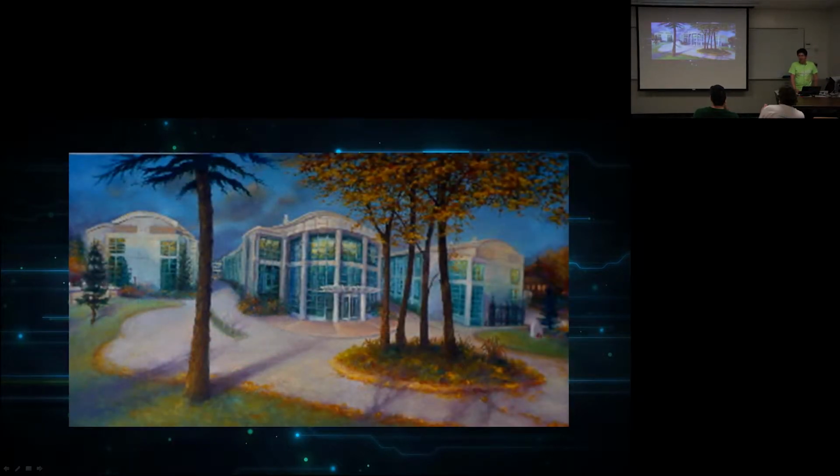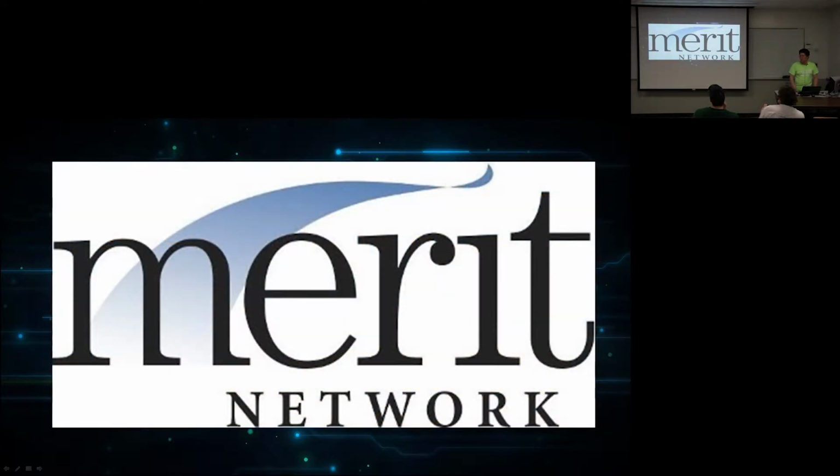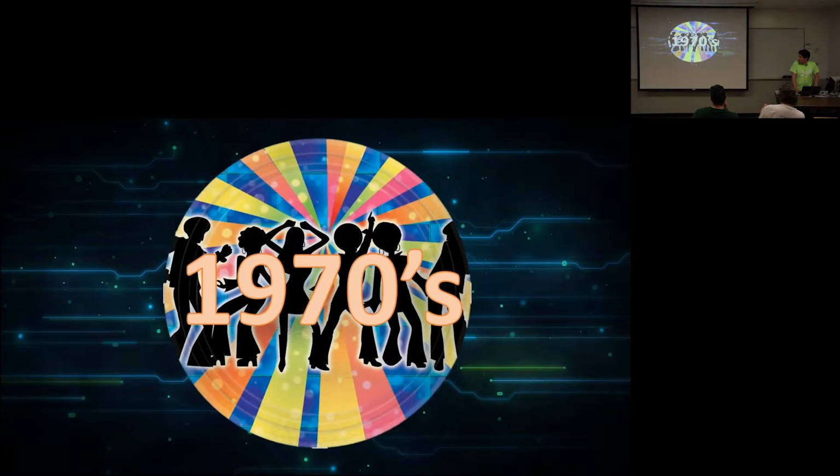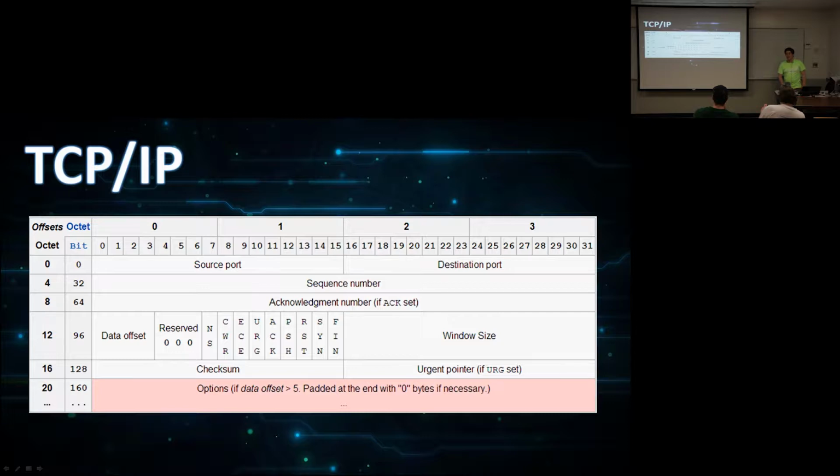The UK people tried to create their own. You had the one out in Europe, the MeritNet network. And all these little innovations came up with the idea of TCP/IP. And that's when we entered the 1970s, the disco era. But anyway, what is TCP/IP and what is the major innovation that happened?